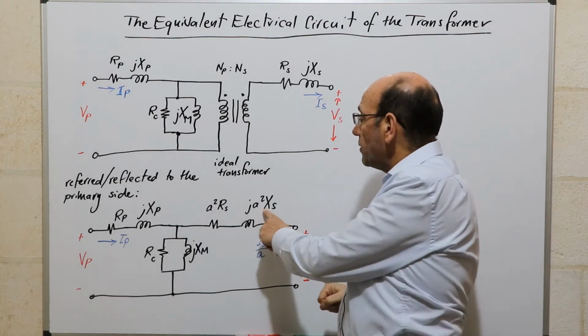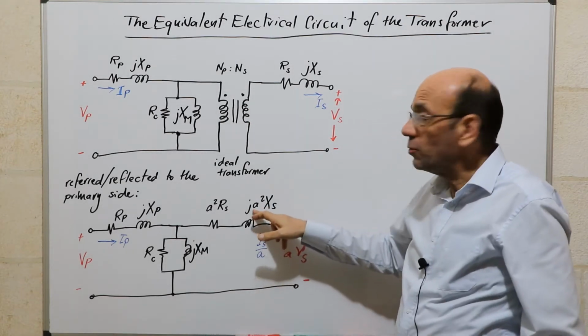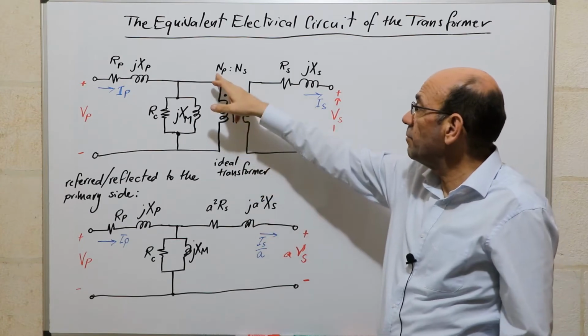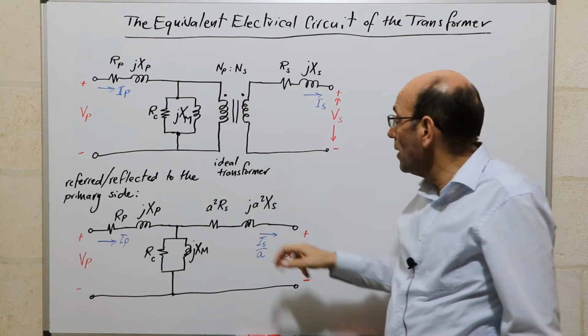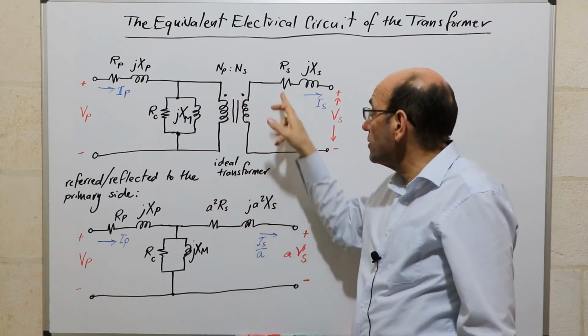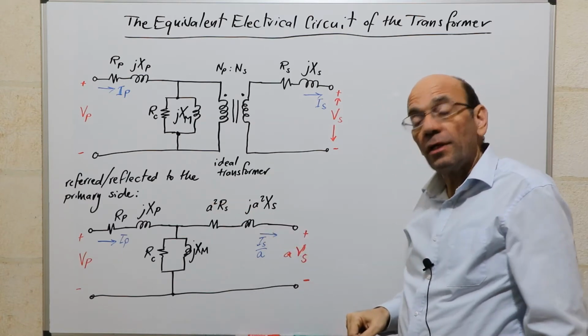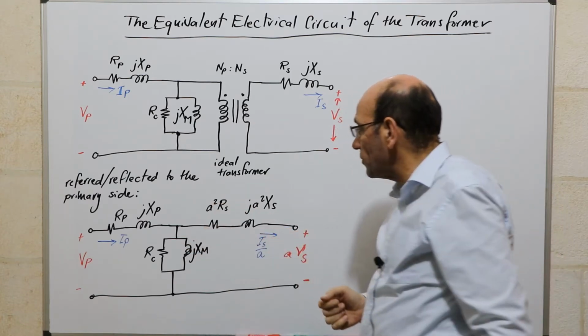We multiply the reactance by A squared, which is the turns ratio. A is NP divided by NS. And we multiply the resistance of the secondary by A squared. So this is the first phase of simplification.